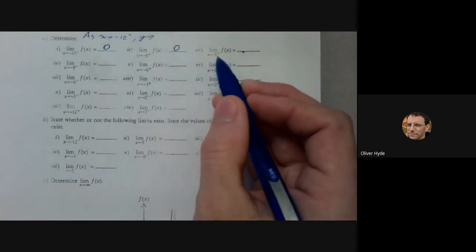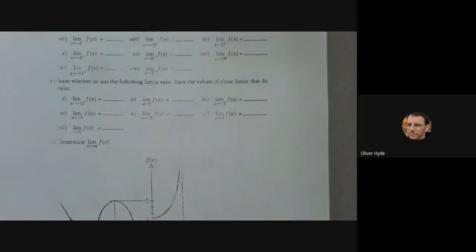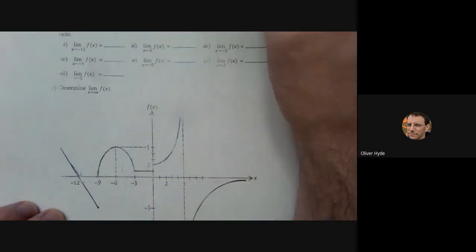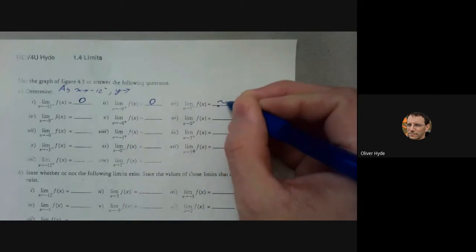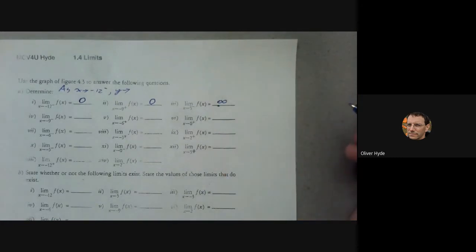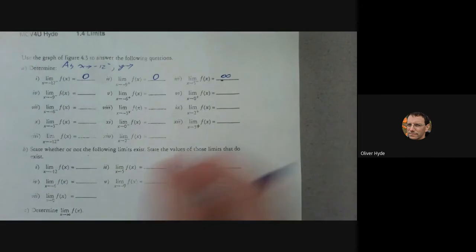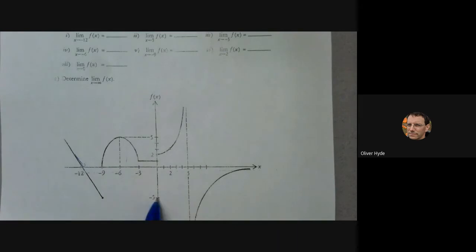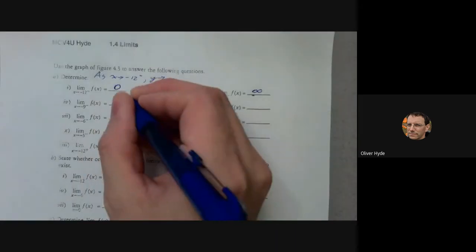As x approaches 5 from values that are smaller than 5, where's 5? Here we go. As x approaches 5 from values that are smaller than 5, looks like my outputs diverge towards positive infinity. So I'll use that symbol right there. As x approaches -9 from values that are smaller than -9, looks like my outputs are approaching -5.